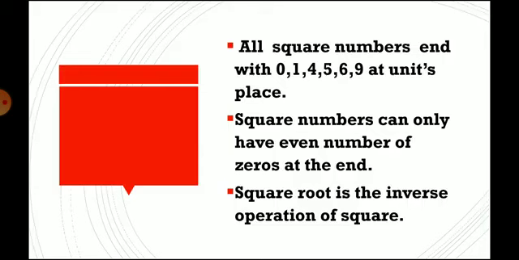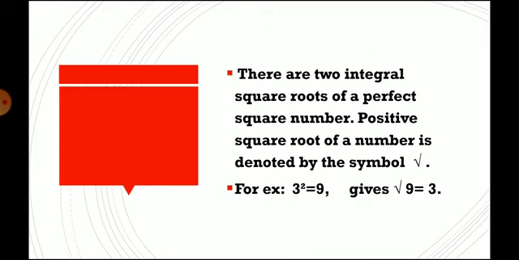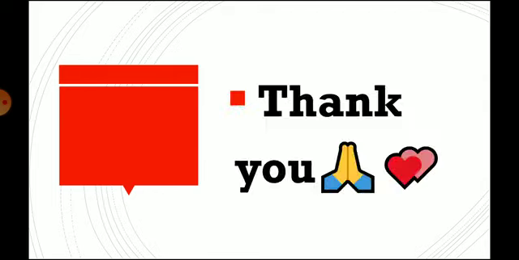See the square terms. All square numbers end with 0, 1, 4, 5, 6, 9 at the units place. Square numbers can only have an even number of zeros at the end. Square root is the inverse operation of the square. There are two integral roots of a perfect square number. The positive square root of a number is denoted by the root symbol. For example, 3 squared means 9. So the square root of 9, the answer is 3.